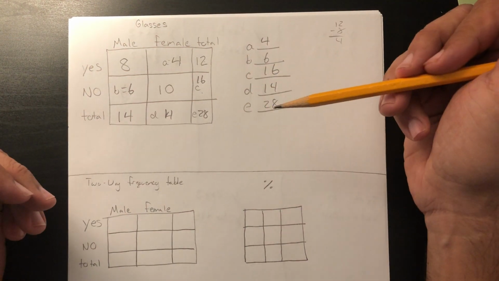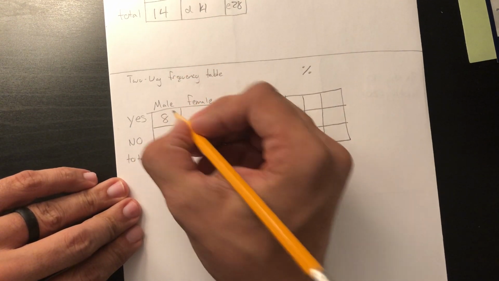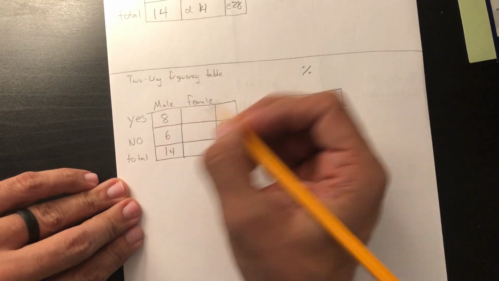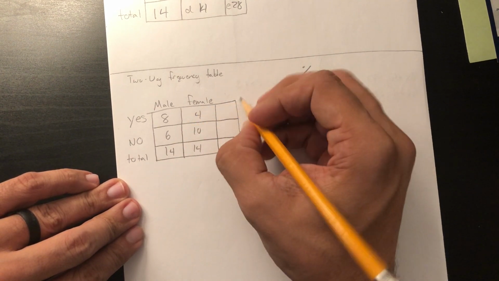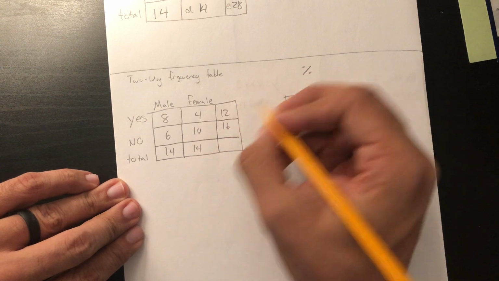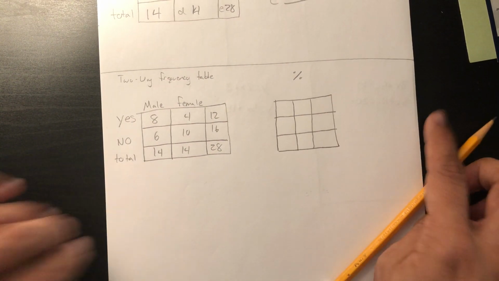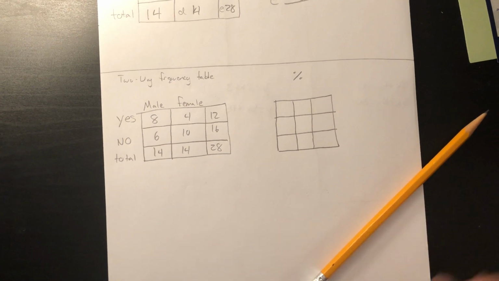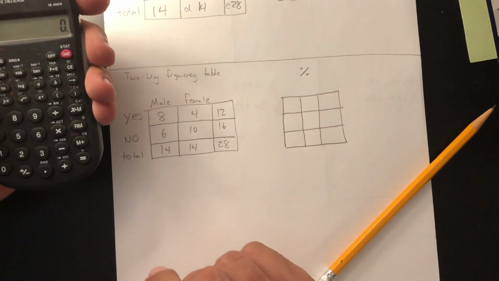You're completing the chart. All right, for this one, I'm going to use this same frequency table. So let's just fill in these numbers. 8, 6, 14, 4, 10, 14, and 12, 16, 28. Okay, so what you're going to do in this one, you're allowed to use a calculator for this section. So you're going to divide.